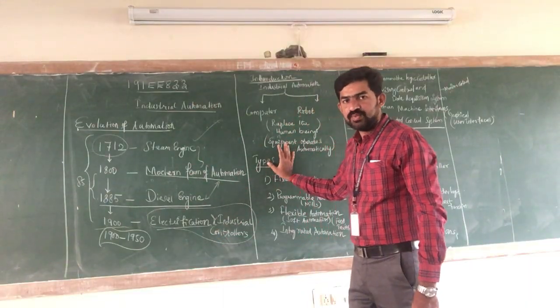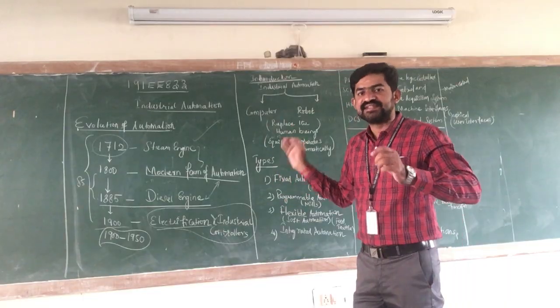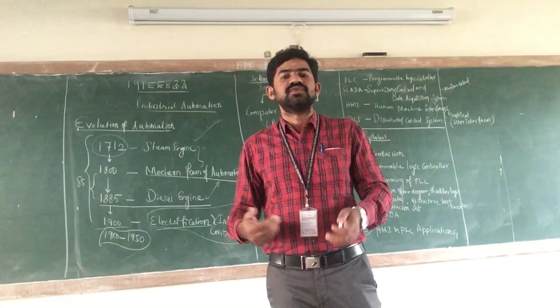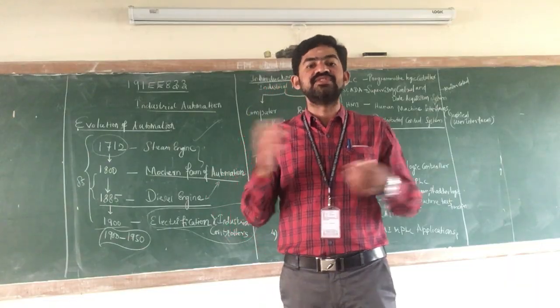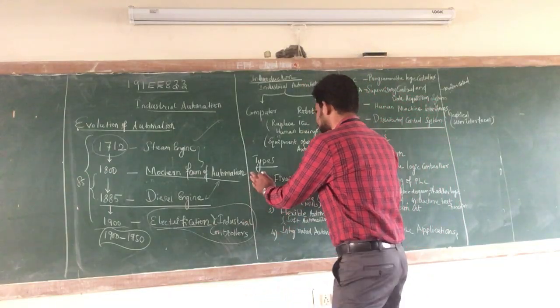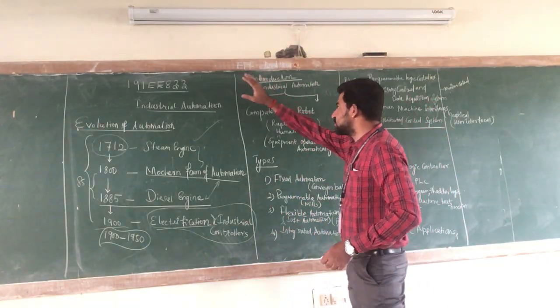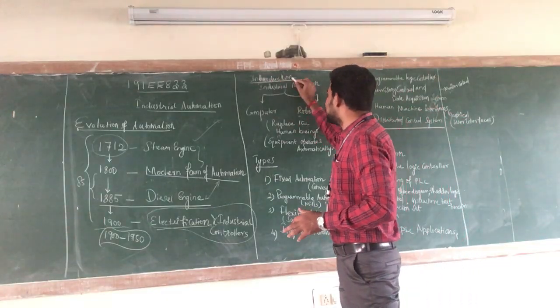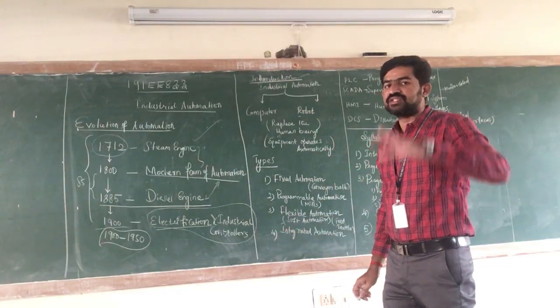The second portion is a very simple, basic introduction of how automation evolved. What is the current situation and what is the future scope of automation? Everything about the future scope will be discussed in this portion. Here we are going to start. The basic thing first is the introduction, the basic introduction of automation.